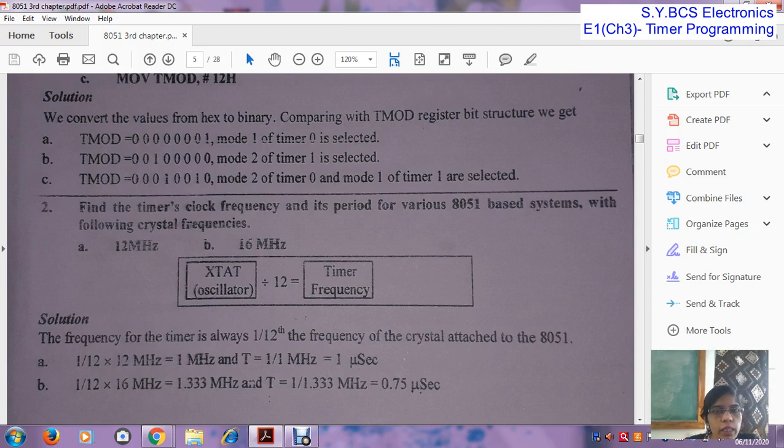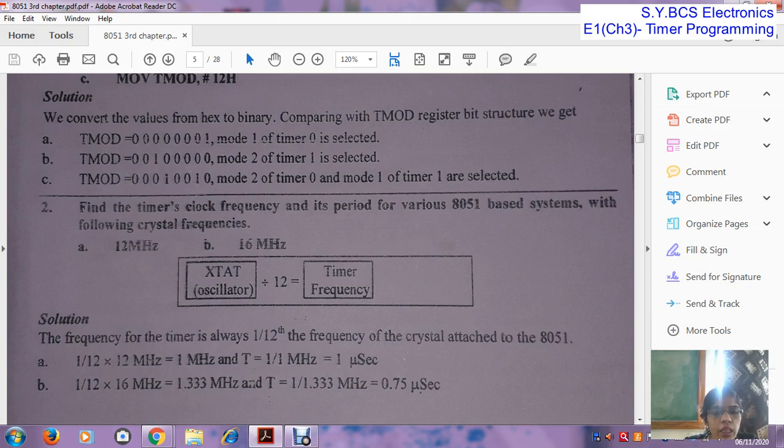So how do we calculate the timer frequency? The crystal oscillator frequency is divided by 12, which is equal to the timer frequency. Here the crystal oscillator frequency is 12 megahertz, and 12 megahertz divided by 12 gives a frequency of 1 megahertz. So this 1 megahertz frequency is our timer frequency.